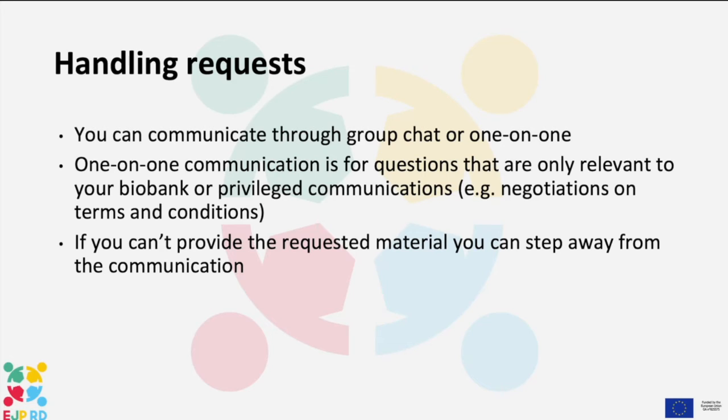And then the one-on-one is for the more privileged communication, like negotiations on the terms, the signing of MTA, DTA. If you can't provide requested material, you can always say, okay, I'm out, and step away from the communication, and then the negotiator will not notify you about this request anymore, and the requester will also see that you stepped away.